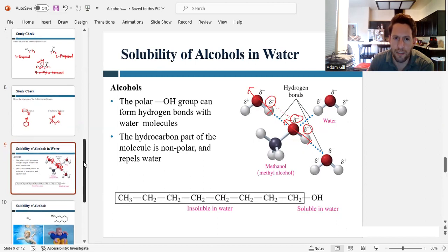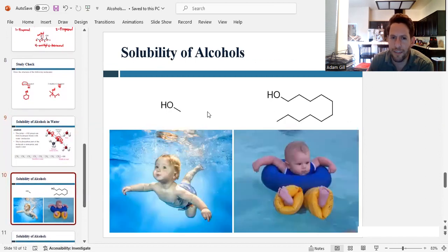And so I use the analogy of flotation devices for this, right? If you have an OH group, it wants to swim in the water like a kid wants to get in the water. But the carbons are like floaties. And so if you have too many carbons on your molecule, it can't get in the water because the hydrocarbons keep it afloat. So silly analogy, but pretty accurate. Few carbons on your molecule, the OH allows it to go into the water. Too many carbons, and it can't get into the water because the hydrocarbons don't want to mix with water.